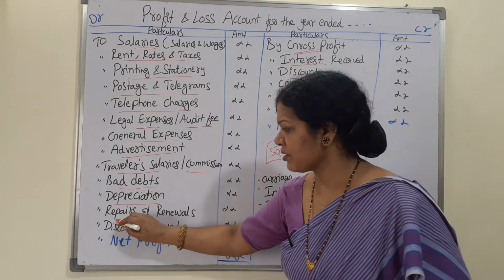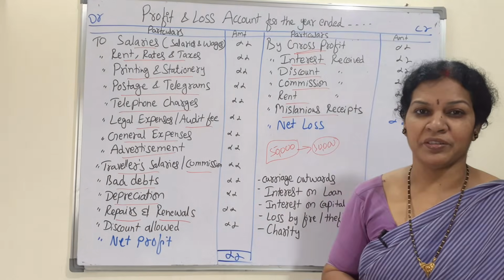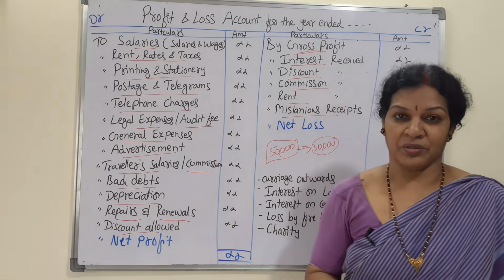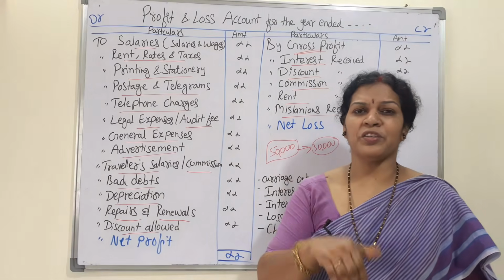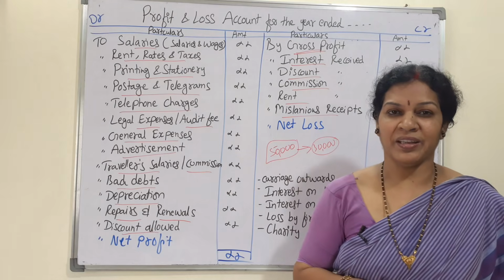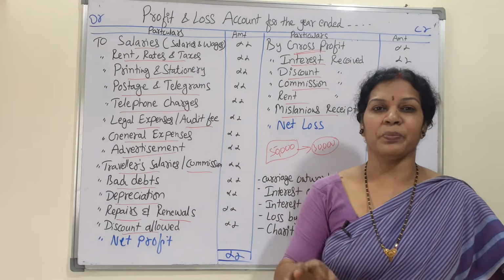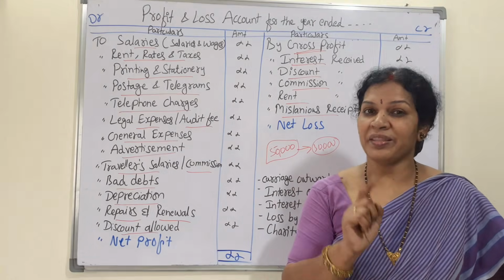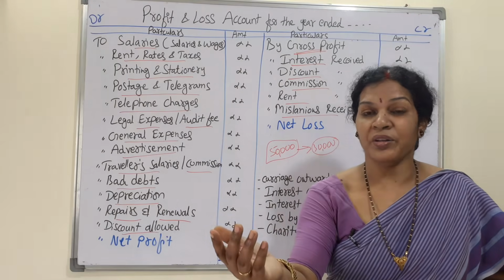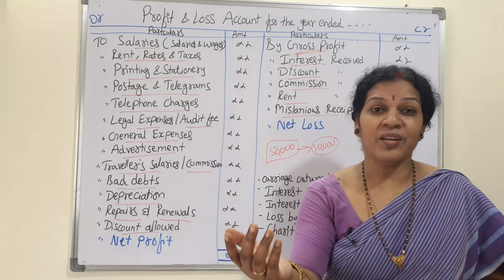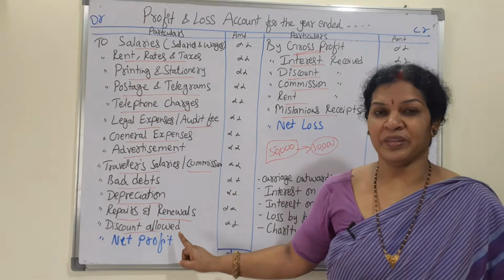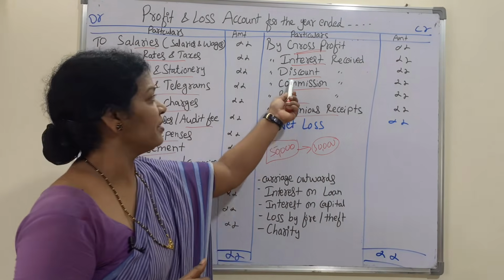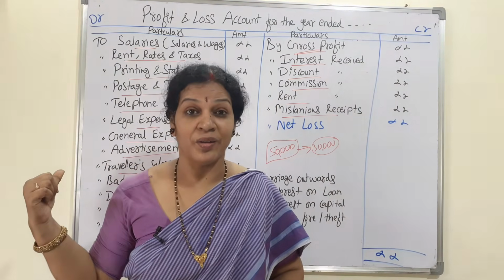Repairs and renewals. Company office people only will pay this repairs and renewals amount. And discount allowed. When we are allowing discount, say someone has to pay me 70,000 rupees. I told them you pay 69,000 rupees, I'll give you 1,000 rupees discount. You pay 69,000 only rather than 70,000. That 1,000 is discount allowed. When I am allowing discount, it's a loss, so debit side. Discount received is income, credit side here. Discount allowed, loss, debit side.